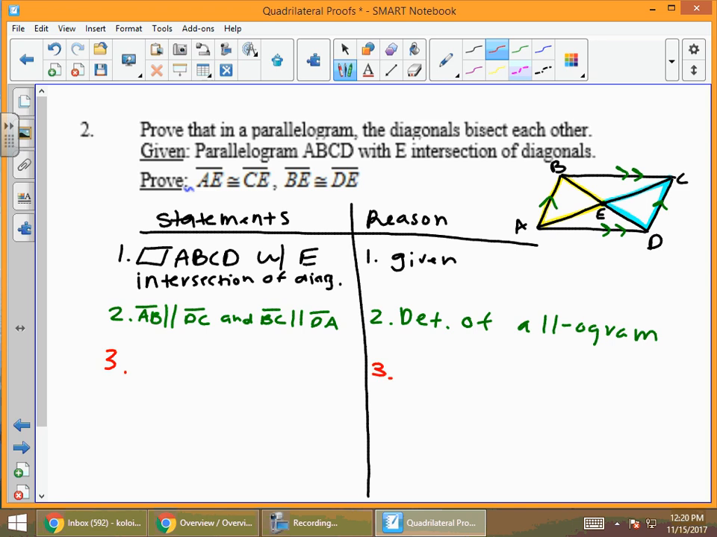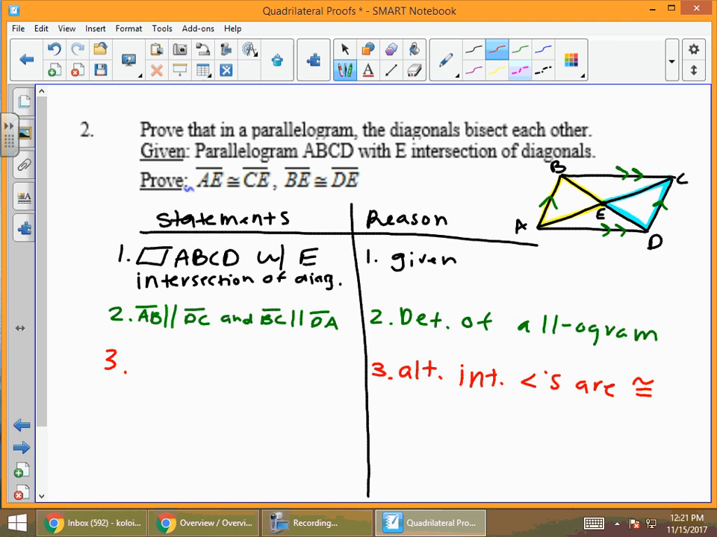So we have parallel lines. We just said it a little earlier. Parallel lines, I know my reason is going to be alternate interior angles. Every time. I just take care of that right away, and then figure out what else I need to do to get those triangles to be congruent.